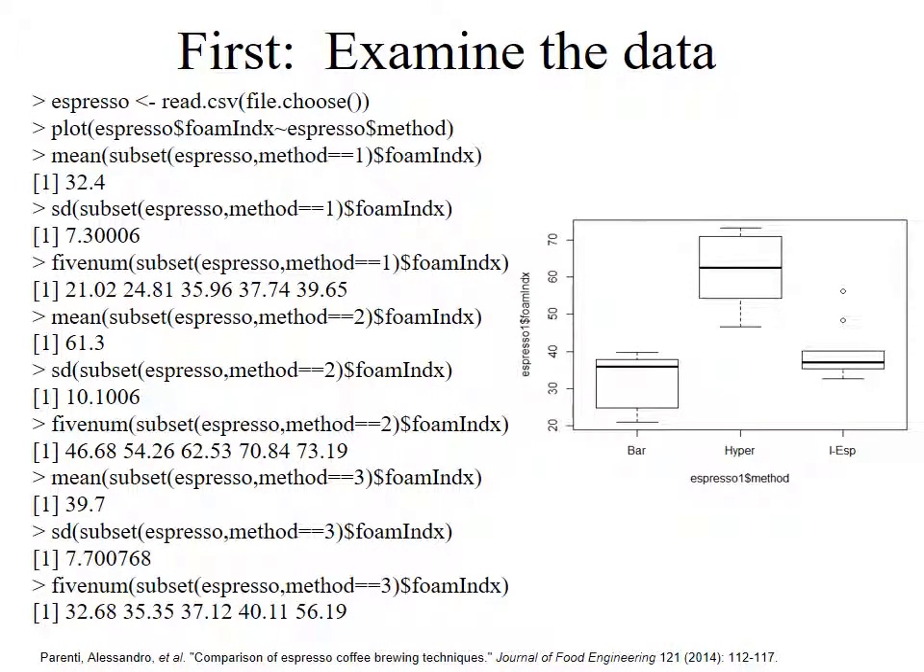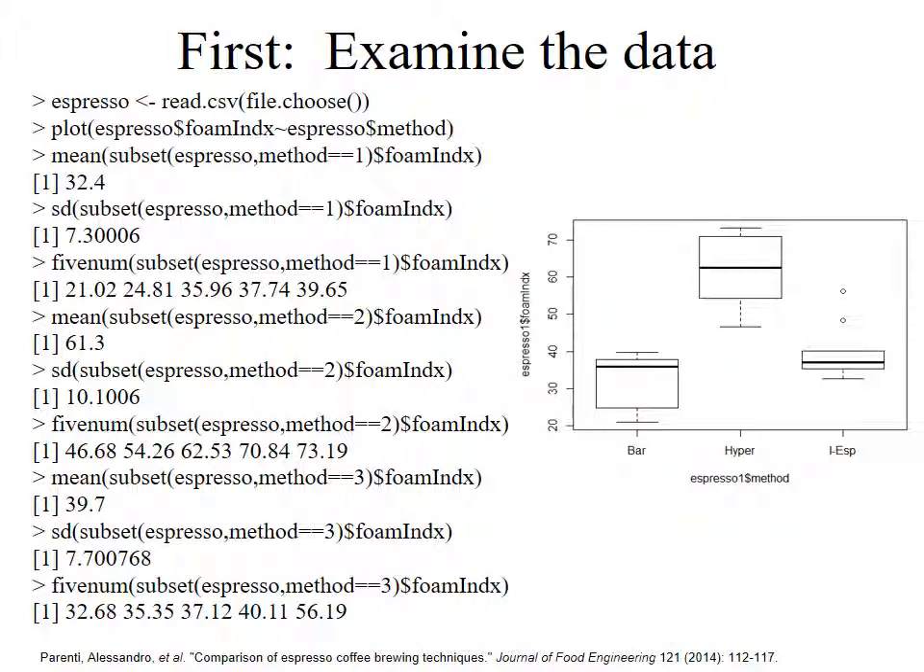So again, step 1, before we do anything complicated, we need to play with the data. We need to examine the data. So here are all my R commands for doing all that, getting the mean and the standard deviation and the 5-number summaries. In this case, I think it's particularly useful to make side-by-side box plots of this. I think they're really useful.